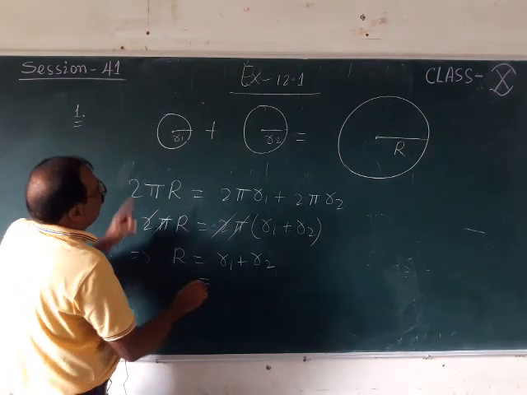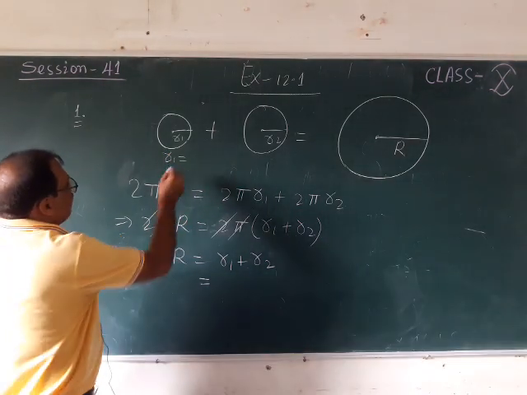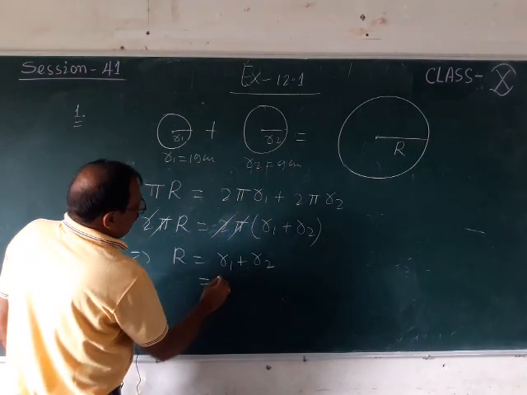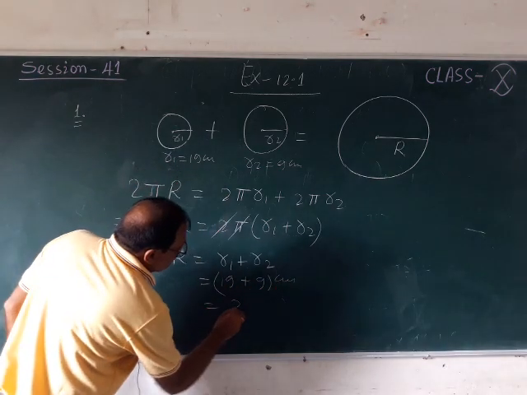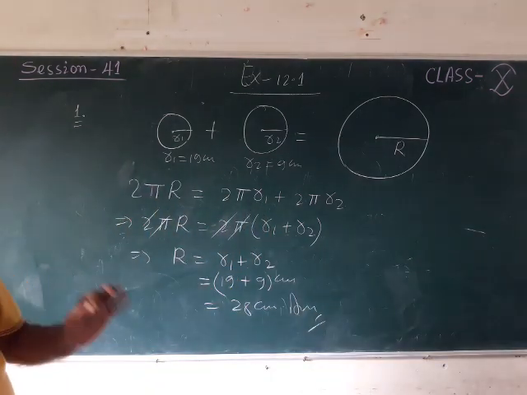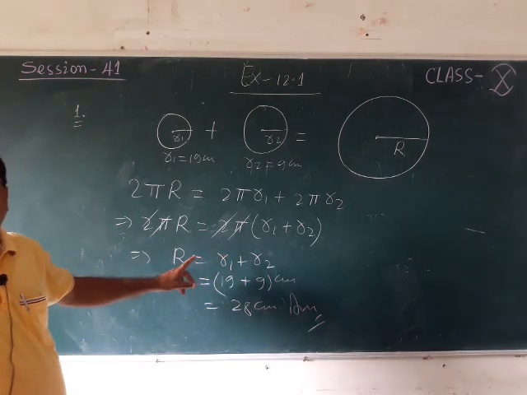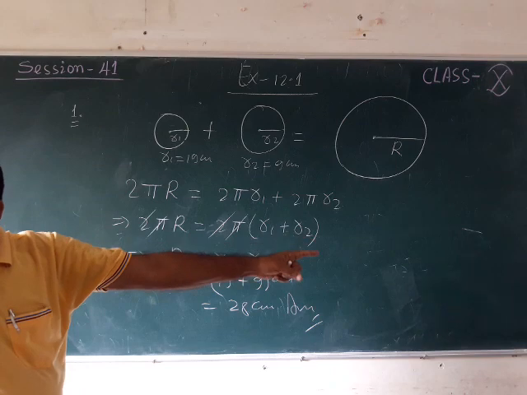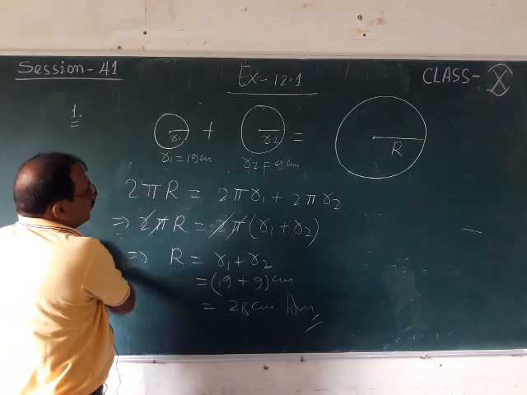Now you can put the value of r1. In this question r1 is given as 19 centimeter and r2 is given as 9 centimeter. So you can write there 19 plus 9 centimeter, and when you add, the answer will come as 28 centimeter, and that is your answer. So you can see the beauty of this solution, that like this the solution can be done. Okay. So like this you have seen how I have solved this question very easily and simply, and here you have got the answer for question number 1. I hope that you have written this.